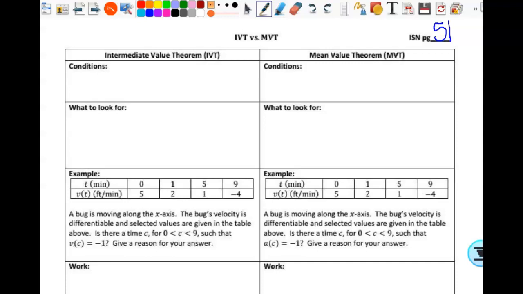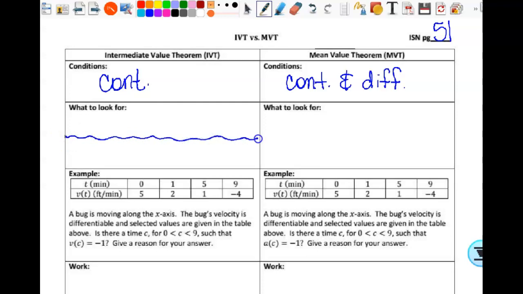So remind me, what conditions have to be met for us to be able to use MVT? Continuous and differentiable, okay? Continuous and differentiable. Do you remember what the conditions had to be for IVT? Continuous was the only one that had to be true, okay? If it's differentiable, that's fine, but all we cared about was, is it continuous? So what to look for, okay? We are going to split this space because it's not big enough, and I want to write some things in there.